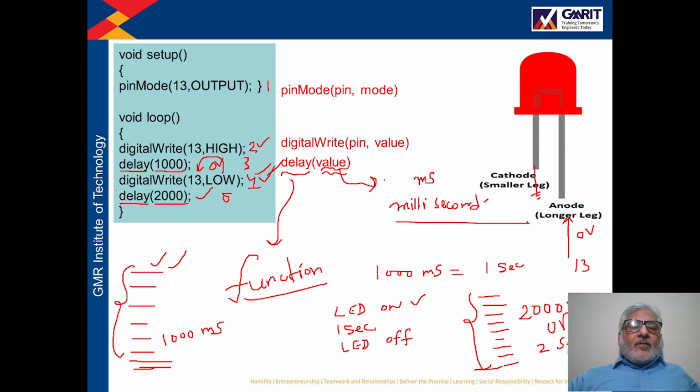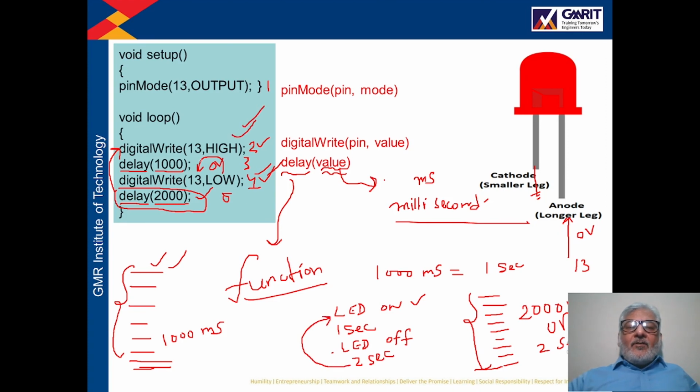since this is the last statement, the processor will go and execute the first statement. Now what is the first statement? Digital write 13 comma high. With this statement the LED will turn on. So see here, LED off, and there is a delay of 2 seconds. And after the 2 second delay, again your LED will turn on due to our statement number 2.